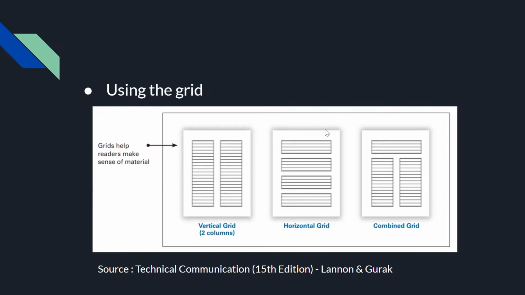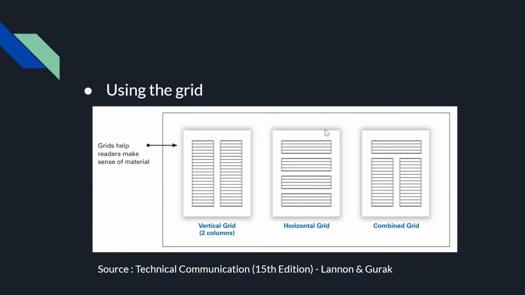Using the grid in a page is similar to a spine of the document. The grid makes the reading logically organized and easy to read. As you can see in the picture, there are three basic grids: the vertical grid, the horizontal grid, and the combined grid.